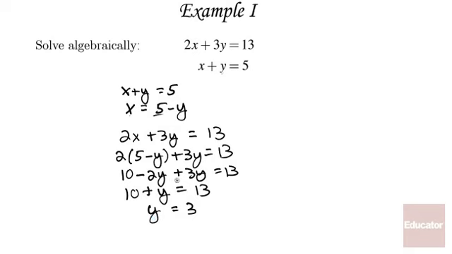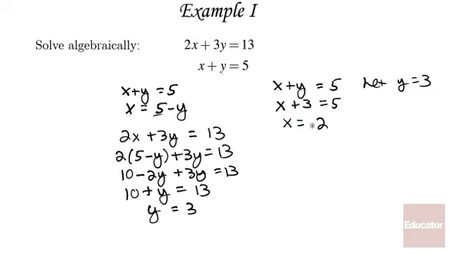Once I have this, I can plug y into this simple equation up here. So x plus y equals 5. Substitute in, let y equal 3, and I get x equals 2. And this is very easy to check. You can see that if x is 2 and y is 3, this equation holds true. And you could do the same, plug it back into that first equation, put these values in for x and y, and just verify that these solutions are correct.